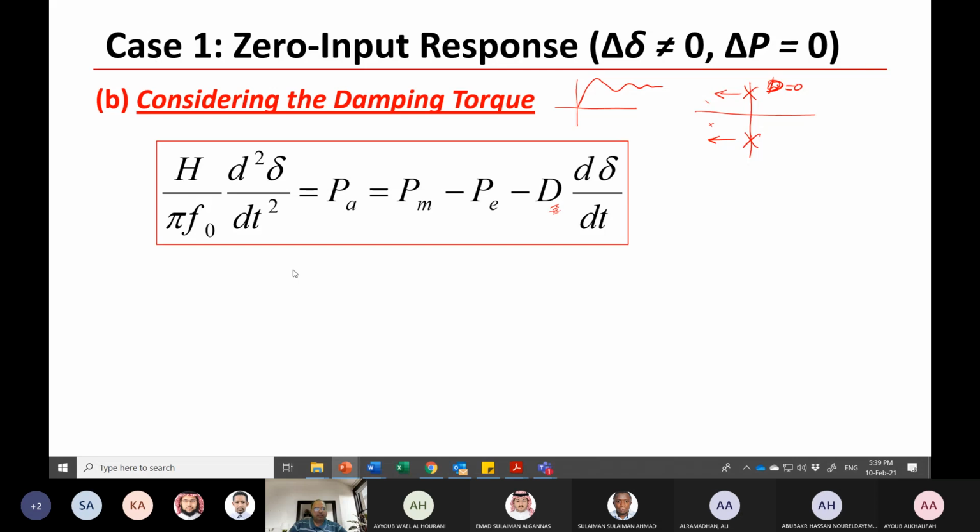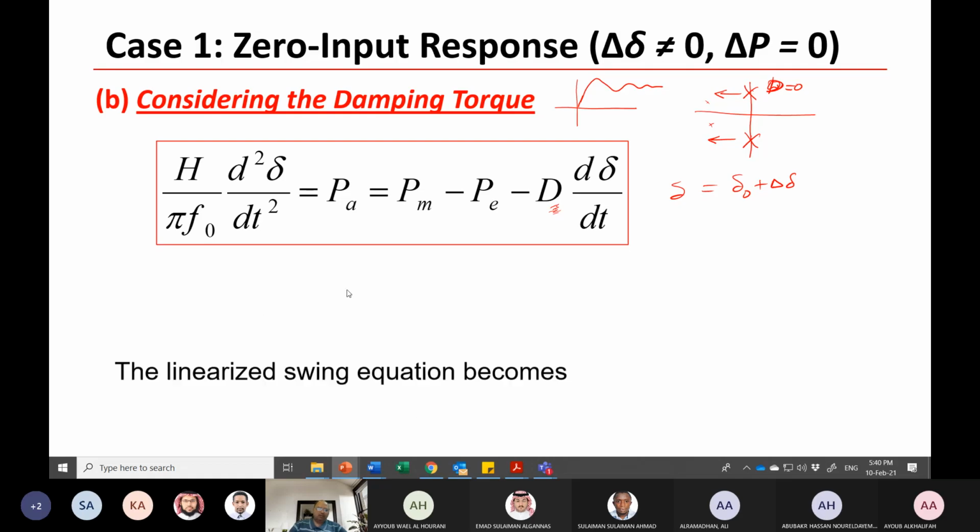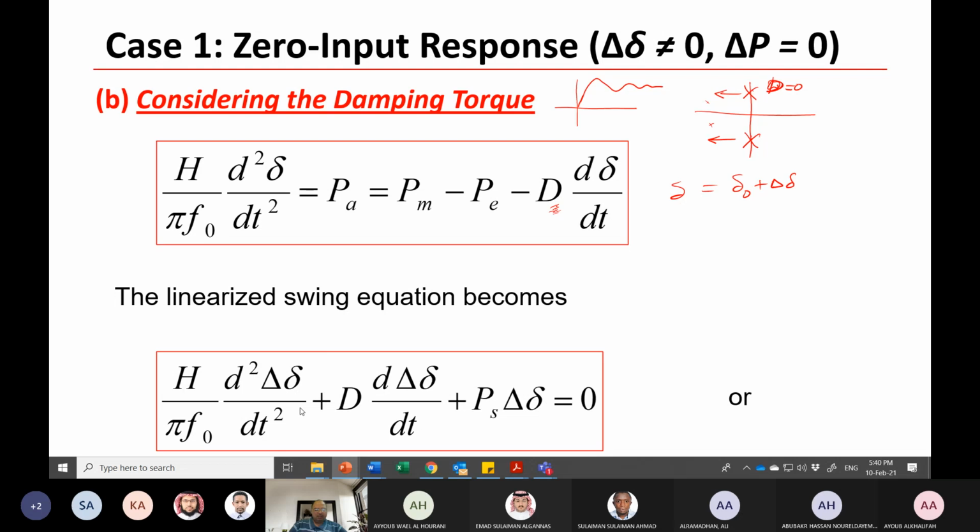But again, you can still express delta similar to what we did before, delta 0 plus delta delta, and you can substitute into the swing equation, keeping in mind that d square delta 0 over dt square equals P mechanical minus, similar to what we have done there. So we can linearize the equation and end up with this equation in terms of delta delta only, H over pi f0 d square and so on.